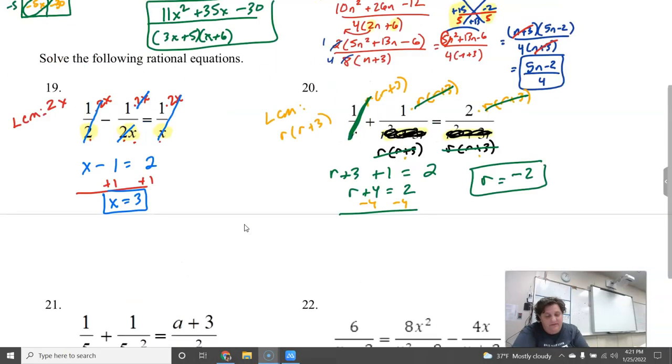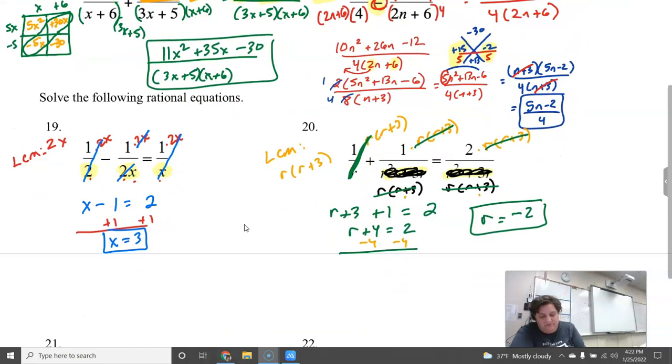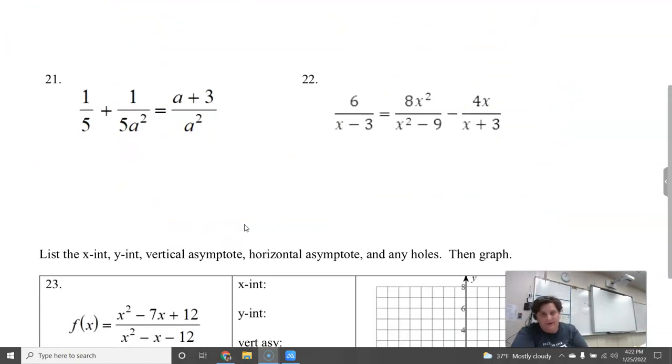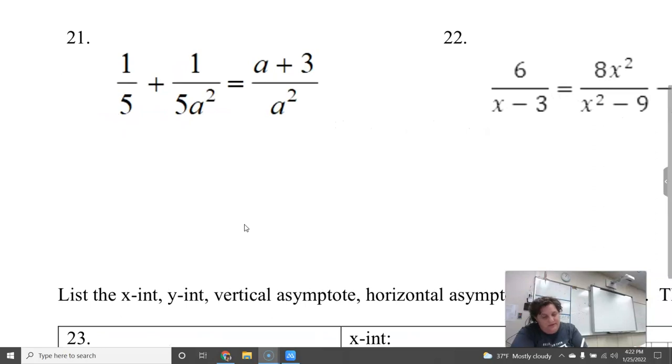By the way, if I'm checking to see if these are excluded values, remember we talked about this? I can plug 3 in. It's cool. It doesn't make the bottom 0 of anything. I can plug -2 in. That also doesn't make the bottom 0. So that's okay. So we're going to look for these excluded values as we go. All right. Okay. This one is, okay, it's got a 5 and it's got an a squared. So it's just 5a squared. So I'm going to do that by everything.